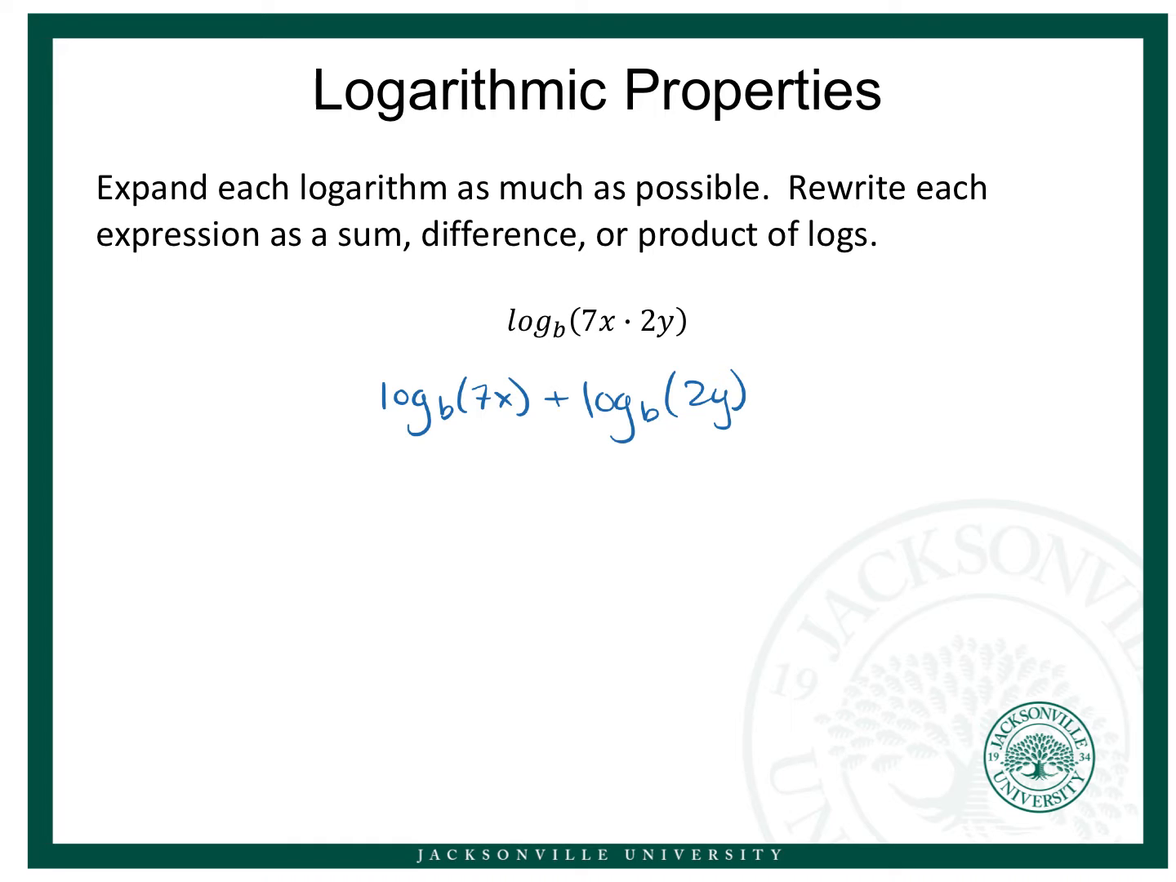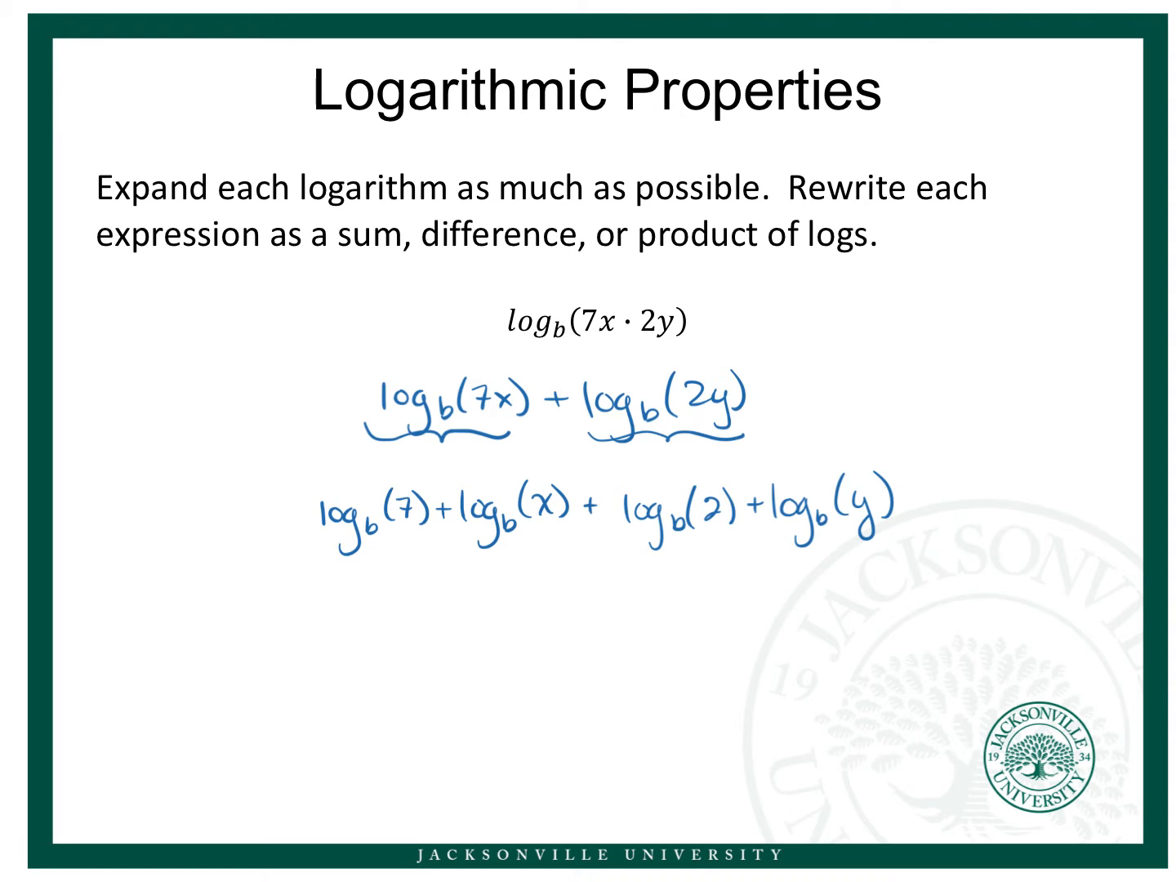Then here again we can apply the product rule because that's 7 times x. So we rewrite this as log base b of 7 plus the log base b of x. And then again, we can apply the product rule to this term as well by breaking it apart as the log base b of 2 plus the log base b of y. And this is as expanded as we can get.